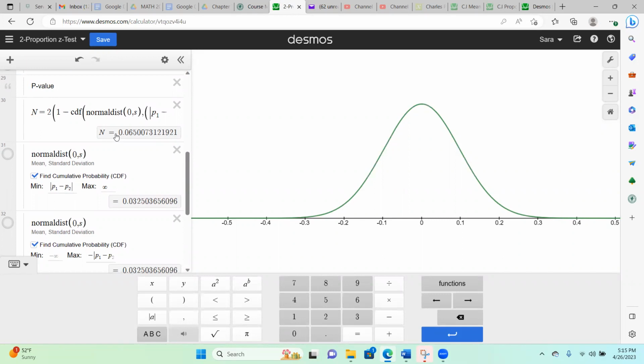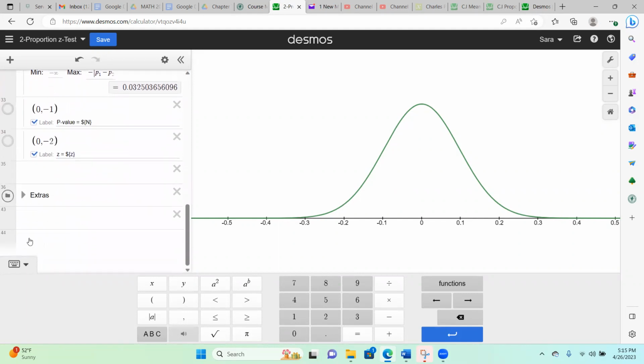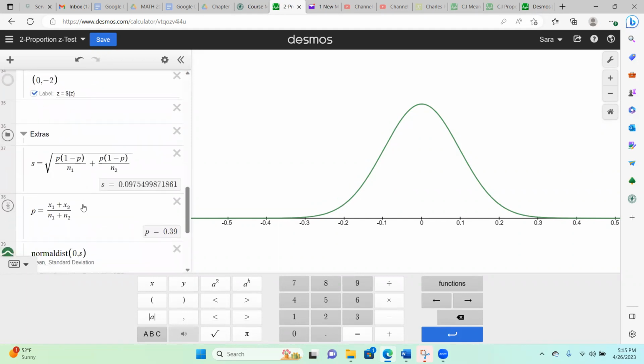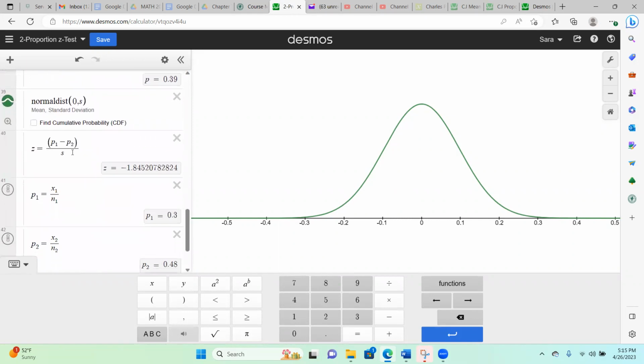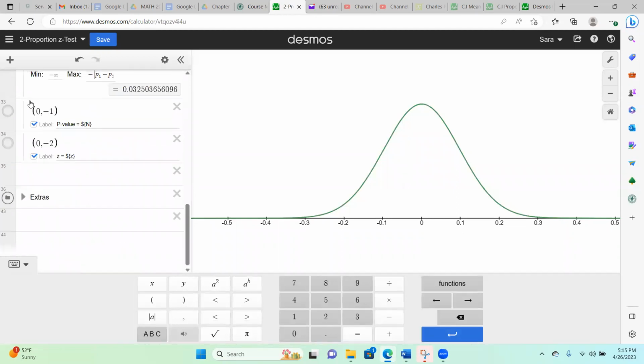So the p-value for this one is 0.065, and the alpha is 0.10. Then for your step 3, you're going to go all the way down and click on the extras. That's where we're getting our Z value, our test statistic. It's negative 1.845.